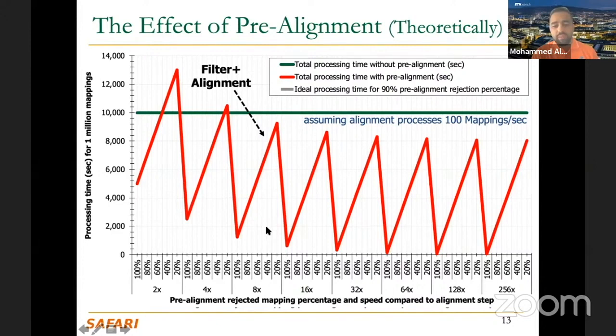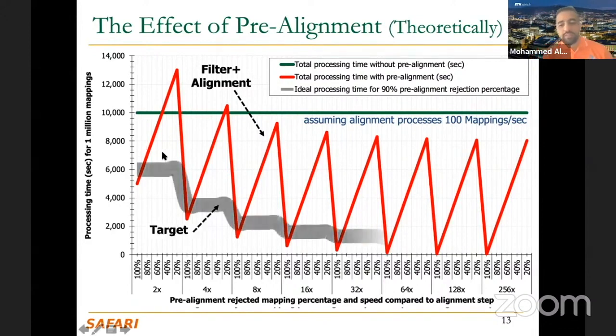Likewise, you can think about it exactly the same way for other data sets or other conditions. For example, here, if we reject 100% of the pairs and the filter is 16 times faster, then the execution time will drop from 10,000 seconds all the way to maybe 200 seconds, around 500 maybe, and that will be the execution time. So the speedup we expect from integrating pre-alignment filtering with alignment really depends on the data itself and how fast the filter is. Our goal is always to be in this area.